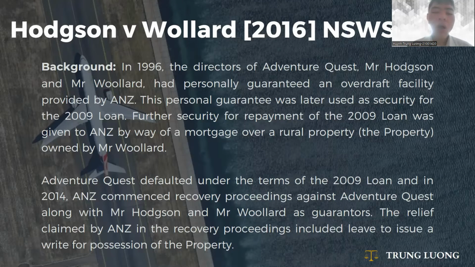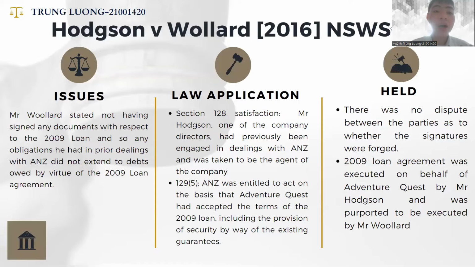along with Mr. Hodgson and Mr. Waller as the guarantors. The relief claimed by ANZ in the recovery proceeding included leave to issue writs for possession of the property. So exactly what is the issue arising here? The issue that has to be dealt with here is that Mr. Waller stated he had not signed any document with respect to the loan, and so any obligation he had in the prior dealings with ANZ did not extend to debts owed by virtue of the loan agreement.